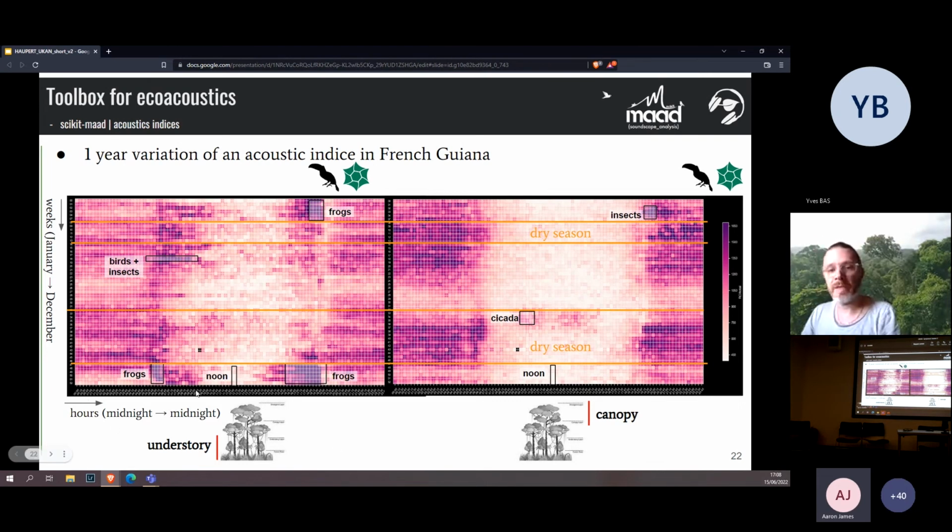On the horizontal axis, you have the hour from midnight to midnight. On the vertical axis, you have the week numbers from 0, which is January, to December. On the left, we can observe the acoustic abundance measured in the understory, while on the right, it's the acoustic abundance measured in the canopy. The patterns are different, and we can clearly see the alternance of dry and wet seasons, and also frog activity and insect activities.